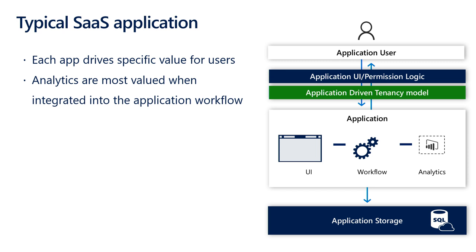This is showing you a typical SaaS application with its layers. It has a storage layer, the application logic, and the UI, the tenancy model, the permission logic, and the user. And each app drives specific value for users. And what's good in Power BI Embedded is that it can integrate with the application in every layer. In the storage layer, in the workflow layer, in the UI, we have APIs for every layer, and we can integrate within the application logic.